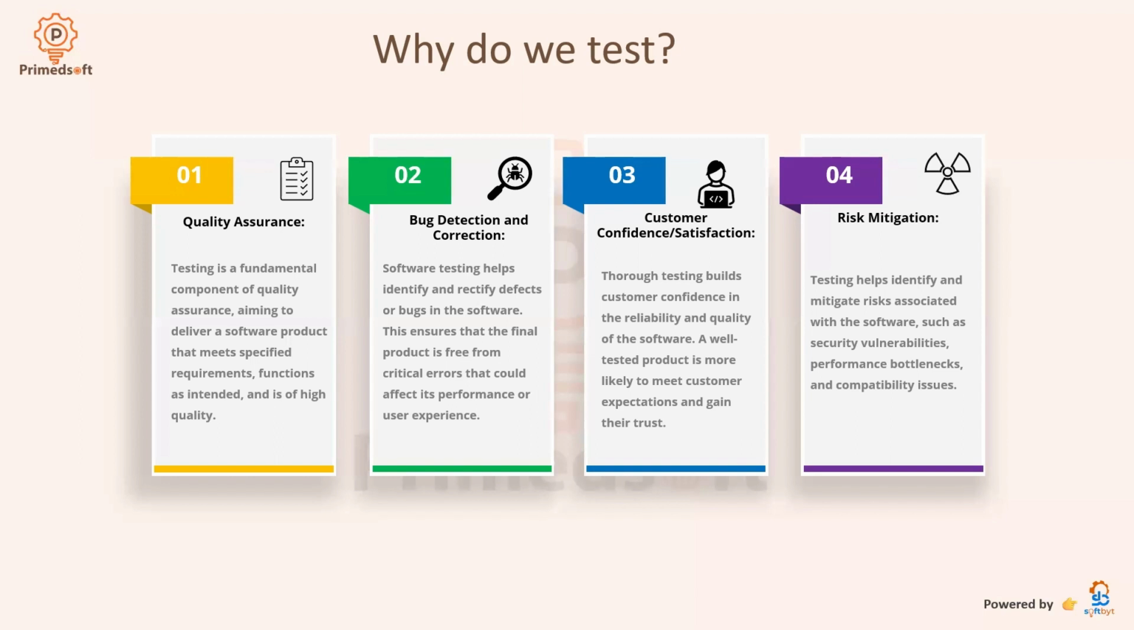So the next one we have is risk mitigation. Testing helps identify and mitigate risks associated with software, such as security vulnerabilities, performance bottlenecks, and compatibility issues. There are some websites or web applications that are not compatible with some devices or some browsers. You can check it on Chrome and it's working, and when you take the URL and enter it on Edge or Firefox, it's not working as expected, right? Or it becomes so slow, meaning that it's not compatible with that particular browser.